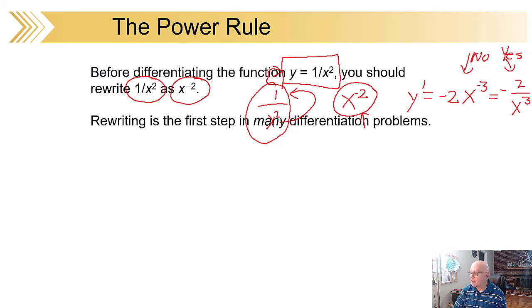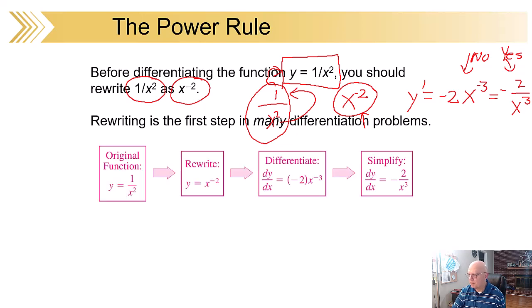Well, not next, but rewriting is the first step in lots of differentiations. Things that, oh no, I don't really want to do this, and I certainly don't want to go back and use the limit process. That would be really annoying. So take the original function, rewrite it if that's going to help, do the power rule differentiation, and then simplify so it looks decent.